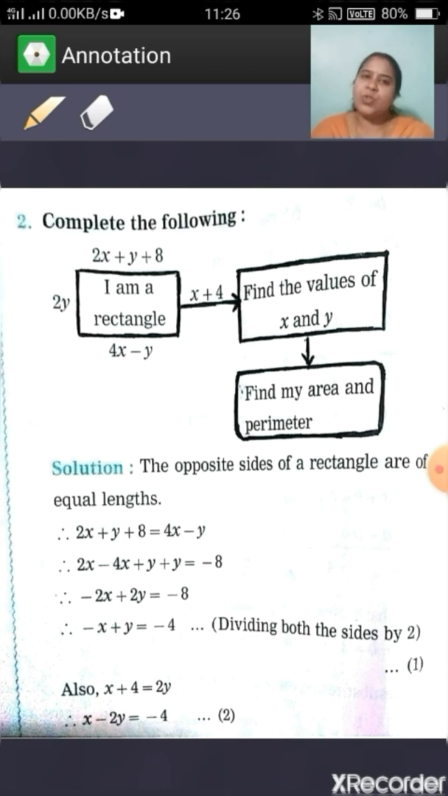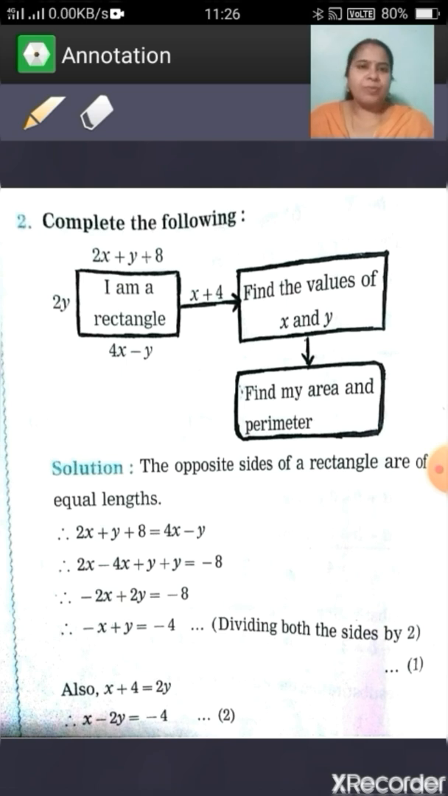Now what we are supposed to do is find the values of x and y, and after that find its area and perimeter. Now how to start? What should be the first step of this? Should we start by assuming x and y as the length and the breadth? No. Why no? Because as you can see, on the length of the rectangle a few expressions are written, while on the breadth of the rectangle again two expressions are written.